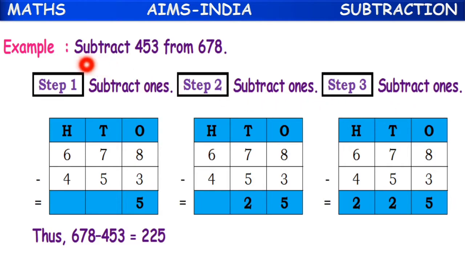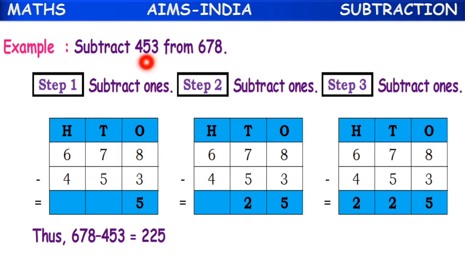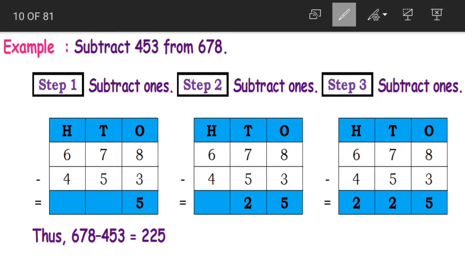Let us look at some examples. Example, subtract 453 from 678. Yes, we need to subtract 453 from 678. So first we'll write 678, then the subtraction sign, as the question clearly says to subtract. So we'll use the subtraction sign and then we'll write 453. Yes children, here 678 is the larger number, that is our minuend. 453 is the smaller number, that is our subtrahend. Yes, clear. Now moving on to the steps. What will our first step be?